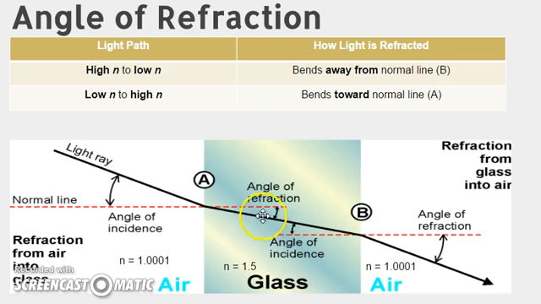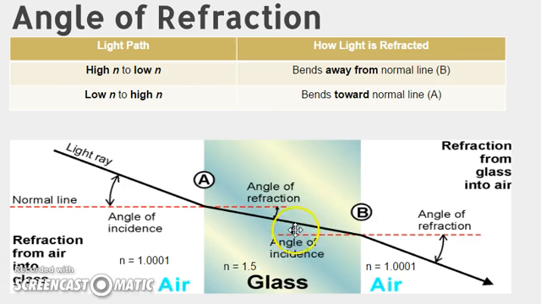If I now consider the light continuing to travel through here, it's transmitted. It's going to hit this new boundary and travel out into air. It's going to go from a high n value to a low n value. So the rule is that from a high n value to a low n value, it's going to bend away from the normal line.